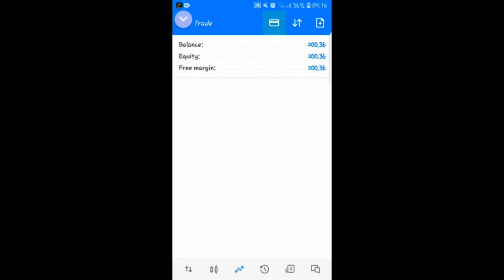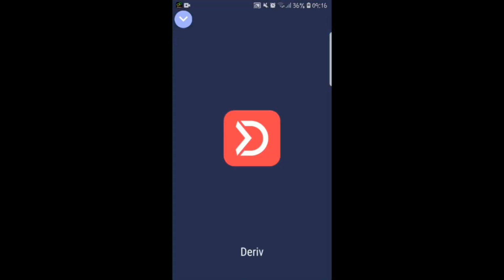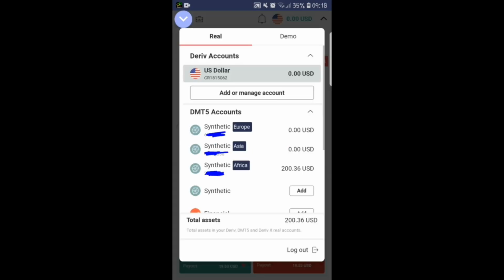So let me go here and click withdraw, go to Deriv. You can see the balance here, 200.36. So I'm going to deduct, and you can see that it's a real account, it's not a demo account, so I'm going to deduct $50 from this, then we'll see how it goes.